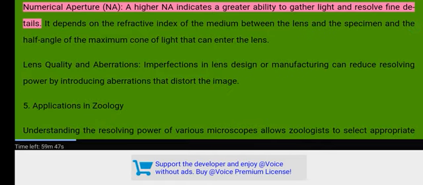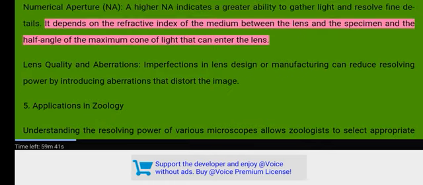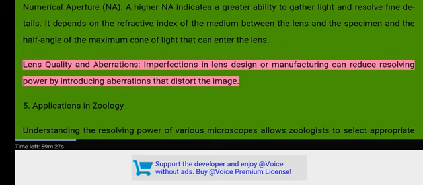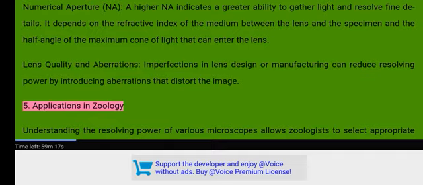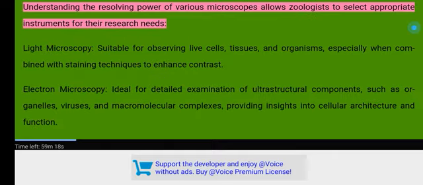Numerical aperture (NA). A higher NA indicates a greater ability to gather light and resolve fine details. It depends on the refractive index of the medium between the lens and the specimen and the half angle of the maximum cone of light that can enter the lens. Lens quality and aberrations. Imperfections in lens design or manufacturing can reduce resolving power by introducing aberrations that distort the image. 5. Applications in zoology.